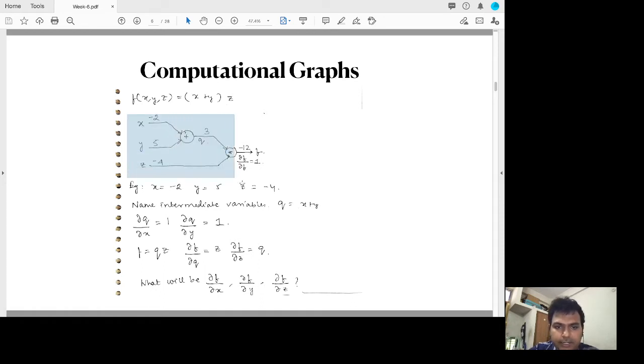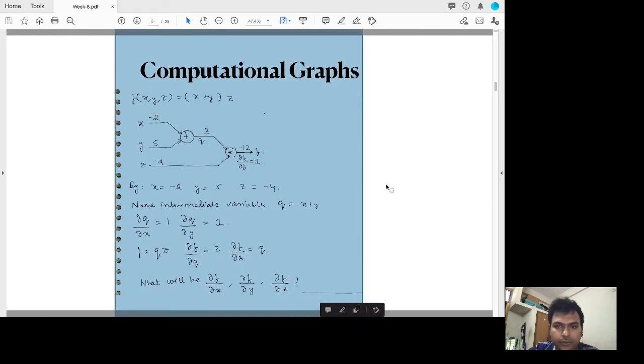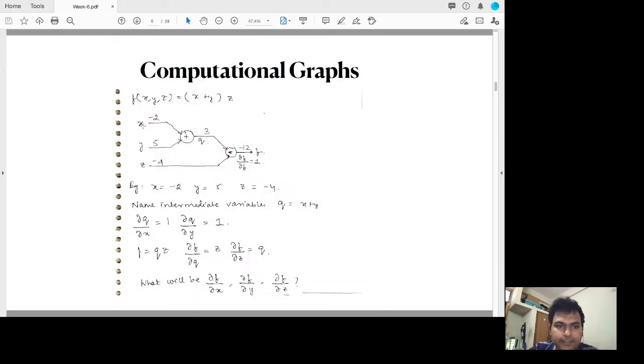The computational graph is this one. Ignore the numbers that are there for now. It's quite simple, right? You take x, you take y, you add them up, you take z, and you multiply it with the summed up value of x plus y, and you get a value of f. So this equation can be equivalently represented by this graph. Is this clear to everybody?